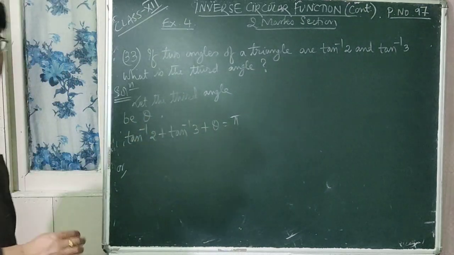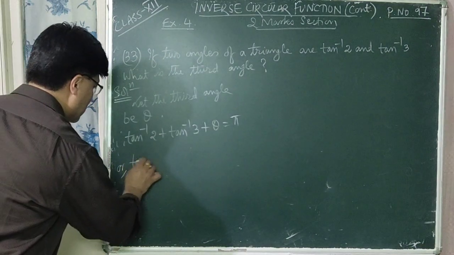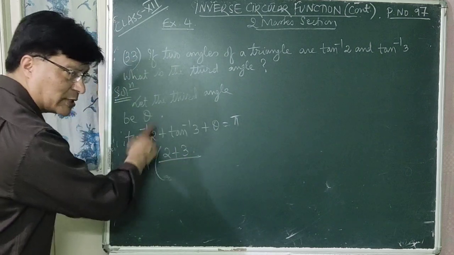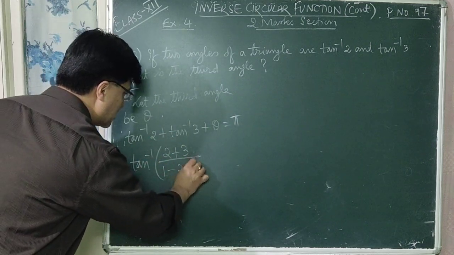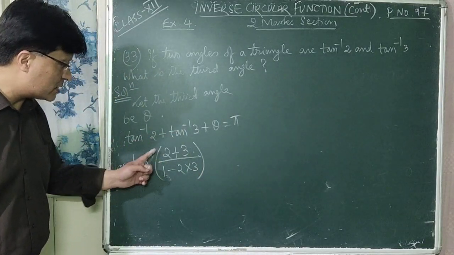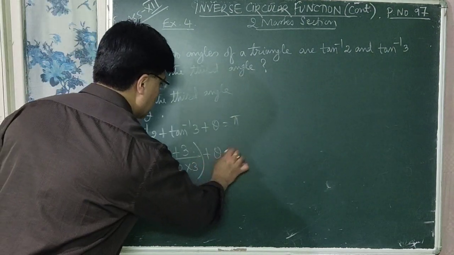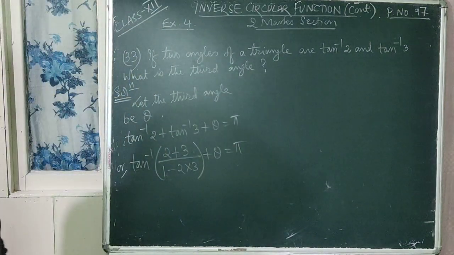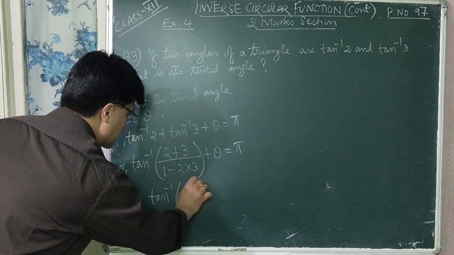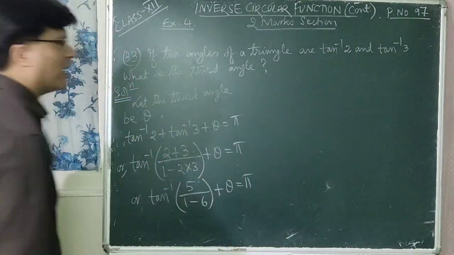Let us simplify it. Tan inverse 2 plus tan inverse 3. You can use the same formula. Tan inverse x plus tan inverse y. You know that, isn't it? So it is tan inverse within bracket 2 plus 3 divided by 1 minus 2 times 3. That is, tan inverse x plus tan inverse y is equal to tan inverse of x plus y divided by 1 minus xy. Then plus theta is equal to pi. Now let us simplify it. Tan inverse 2 plus 3, 5, divided by 1 minus 6, plus theta is equal to pi.